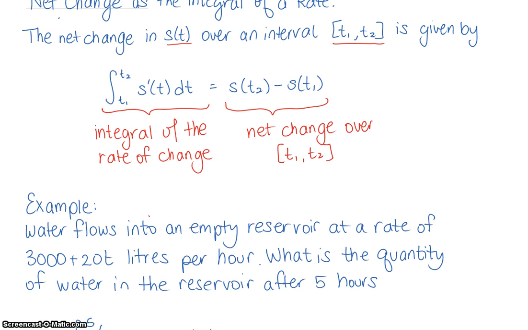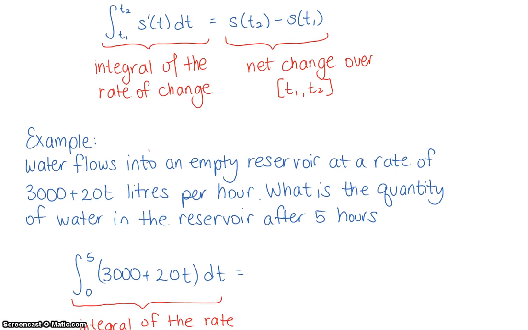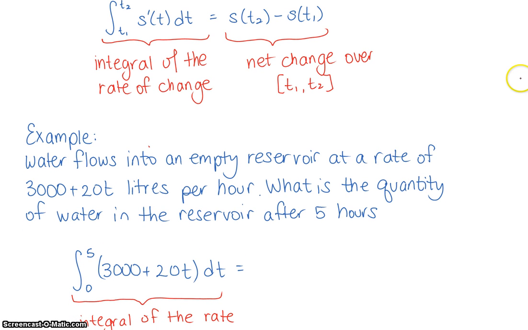For example, if we have the integral, for this case here, it tells us the water flow into an empty reservoir at a rate of 3,000 plus 20t liters per hour. So this is a rate. What is the quantity? We want the quantity of water in the reservoir after 5 hours.